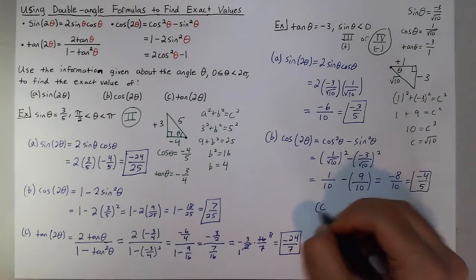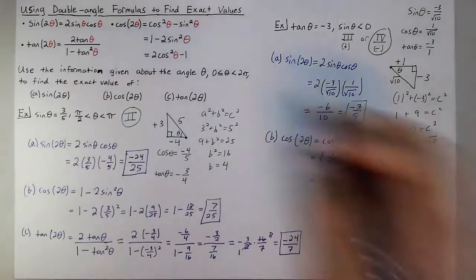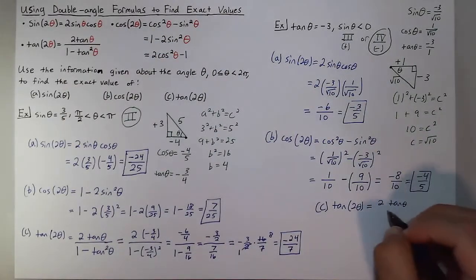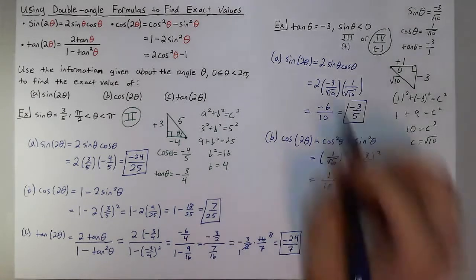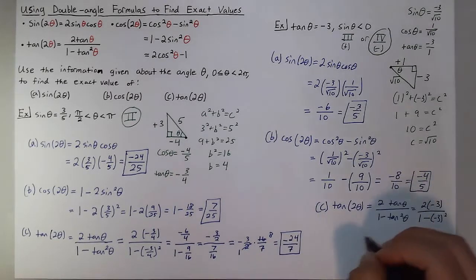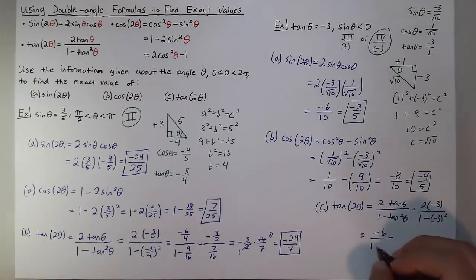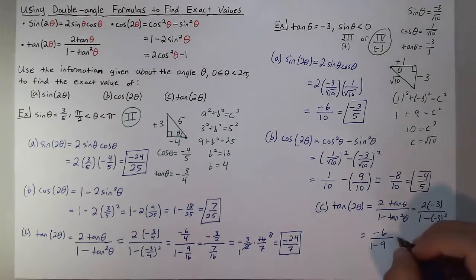Now for the last part, for tangent of 2 theta, we know that formula as 2 tangent of theta all over 1 minus tangent squared of theta. Now luckily I'm given tangent of theta, so I can write this as 2 times negative 3 over 1 minus negative 3 squared, which simplifies to negative 6 over 1 minus positive 9, giving me negative 6 over negative 8, which simplifies to 3 over 4.